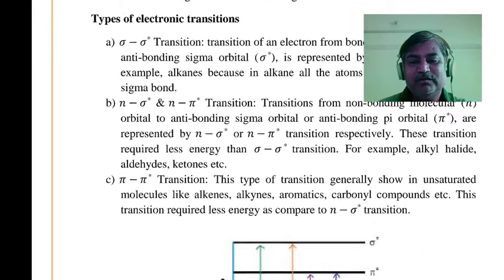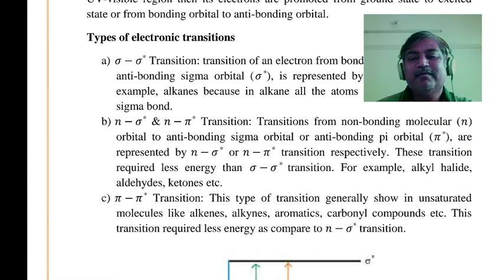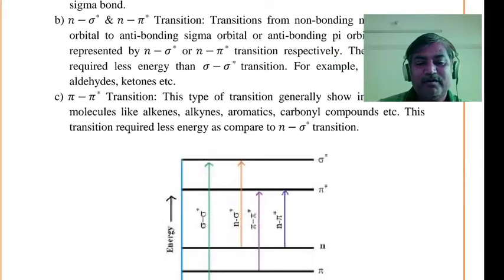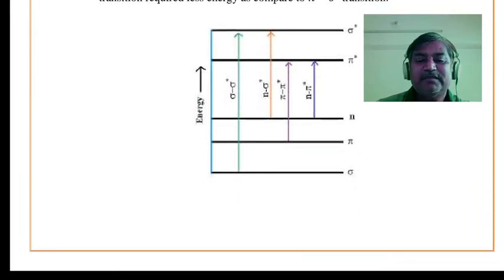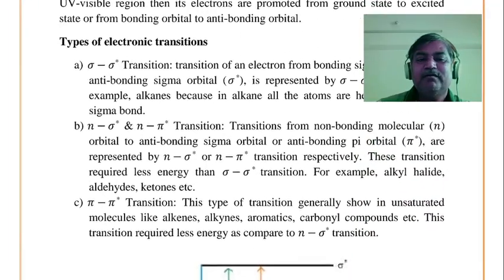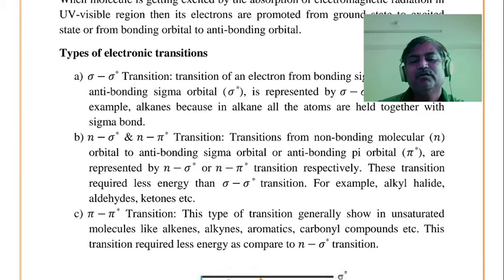N2 sigma star. So these are the four types of transitions. In these four types of transitions, see the relationship. Higher the energy required for transition, lower is the absorbance. Lower the energy required for transition, higher is the wavelength. So these are the four types of transitions.